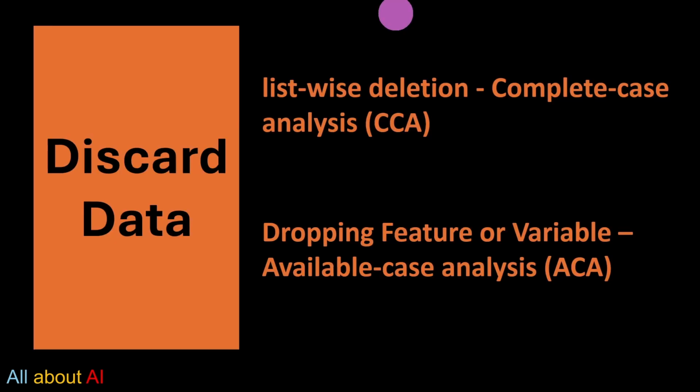Now, the simplest way of handling missing data is discarding data. We'll be covering two methods. One is called list-wise deletion, or complete case analysis. The other is called dropping a feature or variable, also called available case analysis.